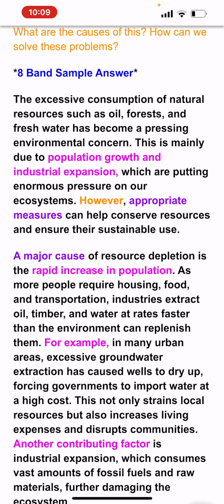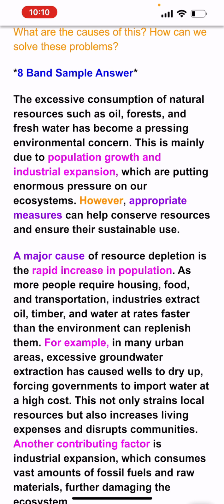So you have to write two causes. So the major cause of resource depletion is the rapid increase in population. So this is the main idea, and then I am going to explain that main idea, that why increase in population is the major cause of this problem. So I'll start with the sentence, as more people require housing, food and transportation, industries extract oil, timber and water at rates faster than the environment can replenish them.